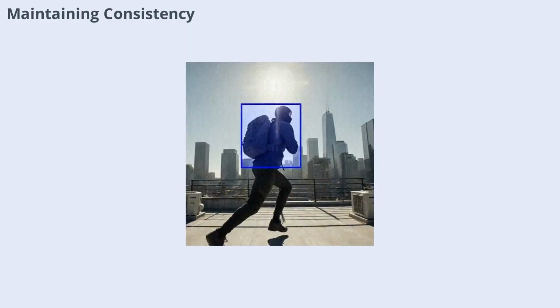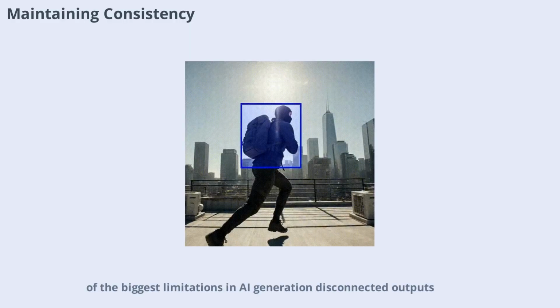The next scene workflow solves one of the biggest limitations in AI generation: disconnected outputs. By maintaining the same character and environment across all frames, your cinematic sequence feels intentional and connected. This is how you build story arcs, maintain visual consistency, and create structured sequences ready for video generation. The result is a seamless progression that feels like a true film, not just a collection of random images.